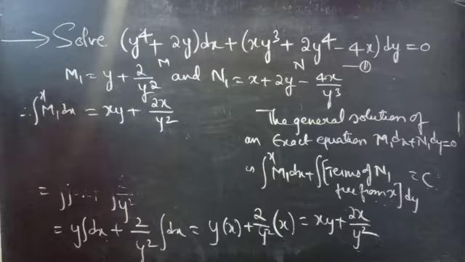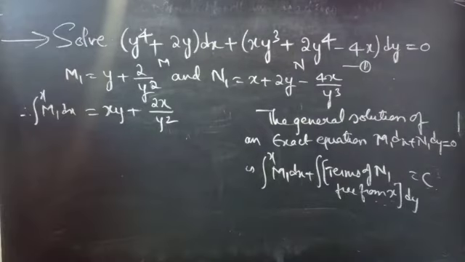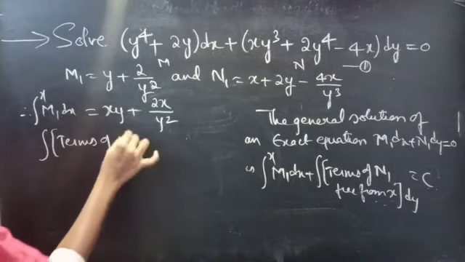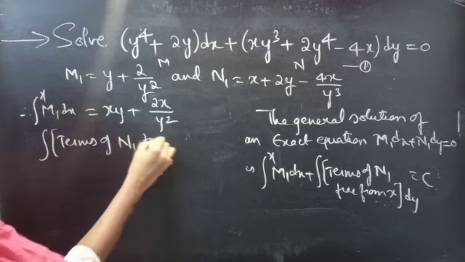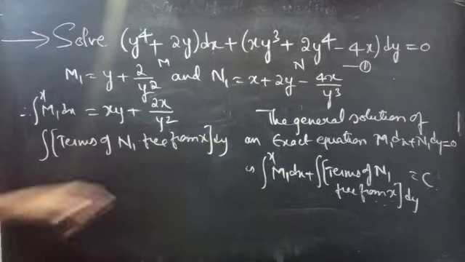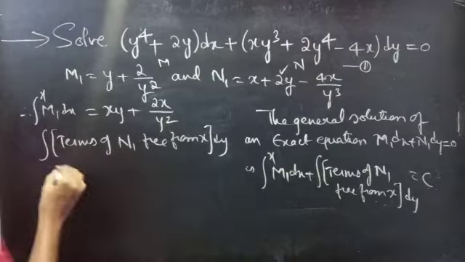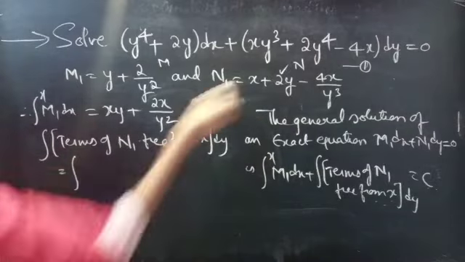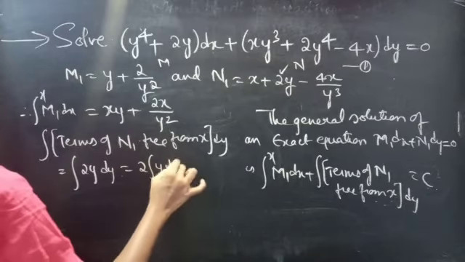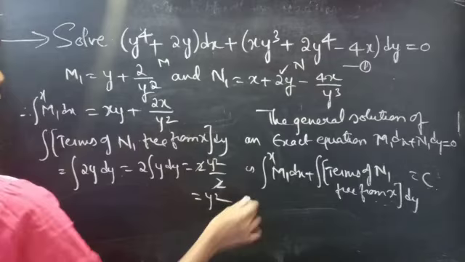Now consider the second integral, the integral of the terms of N1 free from x into dy. This is your N1, so the term which does not involve x is 2y. This equals the integral of 2y dy, which equals 2 times the integral of y dy, equals 2 into y²/2. The 2 gets cancelled and you'll get y².